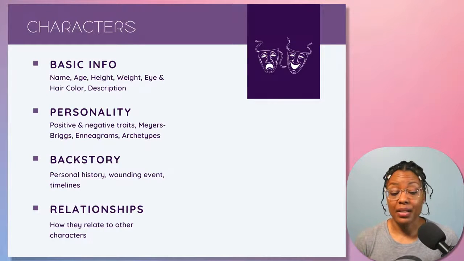I might put their timeline, so their birth date, their death date, if they die, but the time that specific actions have happened to them, and then their relationships, how they relate to other characters. So whether it's familial, friend, enemy, if they never meet another character, that kind of stuff gets recorded.